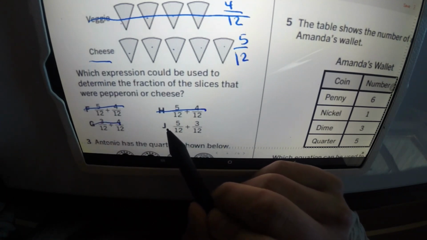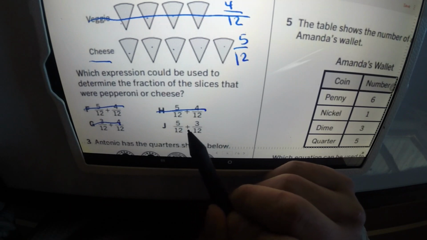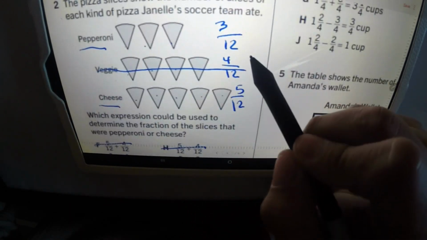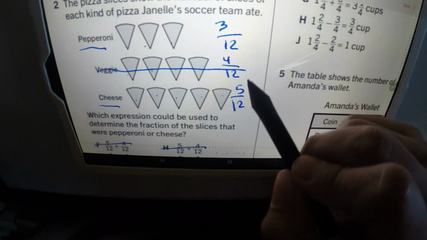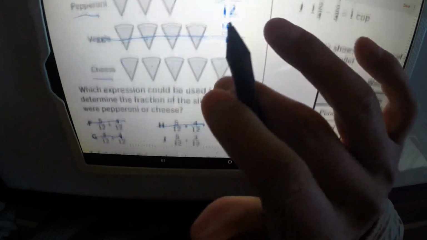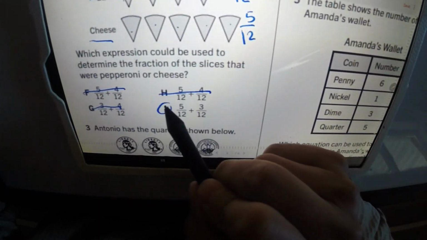Did you look at J? 5 over 12 plus 3 over 12. And we're looking for 3 over 12 plus 5 over 12, or the other way around, because if you add them the other way around, it's still the same thing. It's still 3 plus 5, or 5 plus 3. It's still 8. And this is our answer. This gives us the answer we're looking for.